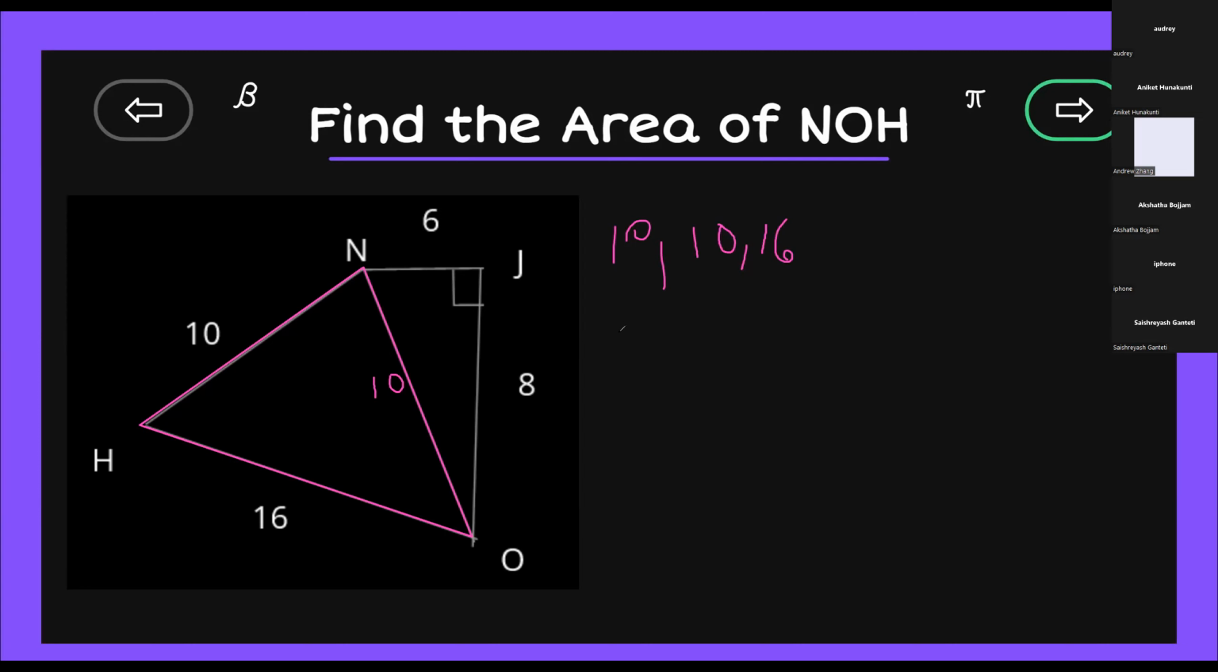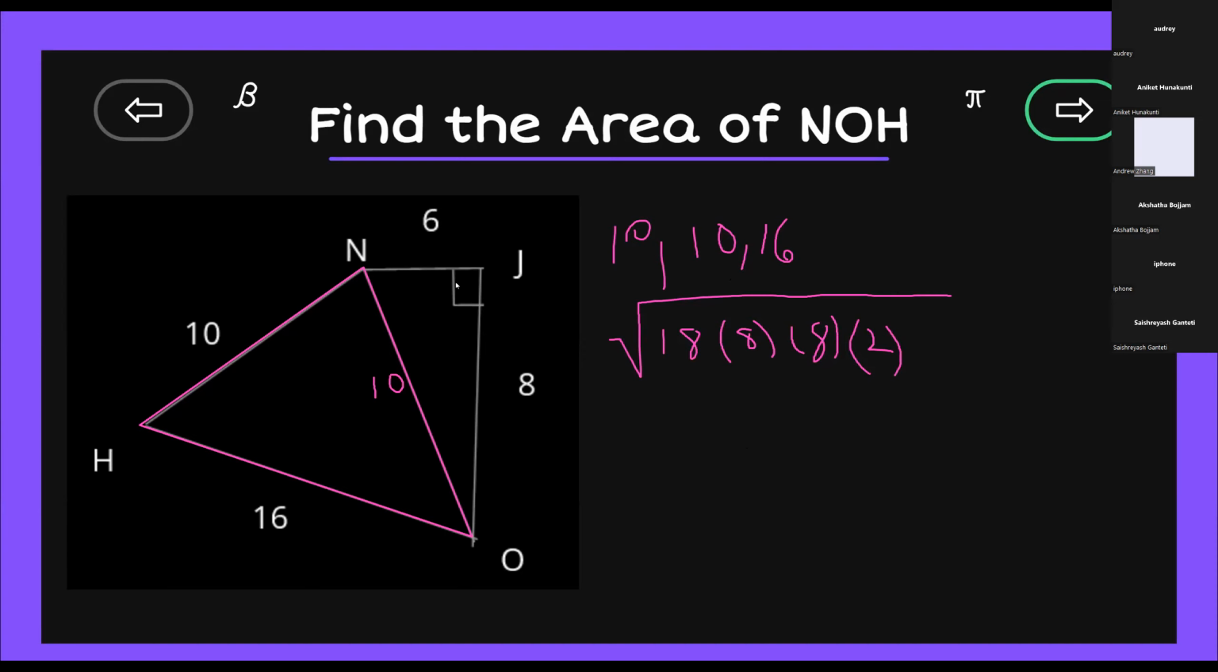Okay. Anyways, so for this problem, the semi-perimeter is equal to 10 plus 10 plus 16 divided by 2, which is just equal to 18, right? And then we do 18 minus 10, which is 8, times 18 minus 10 again, which is also 8, multiplied by 18 minus 16, which is just 2. And that would mean that we have the square root of 18 times 8 times 8 times 2.